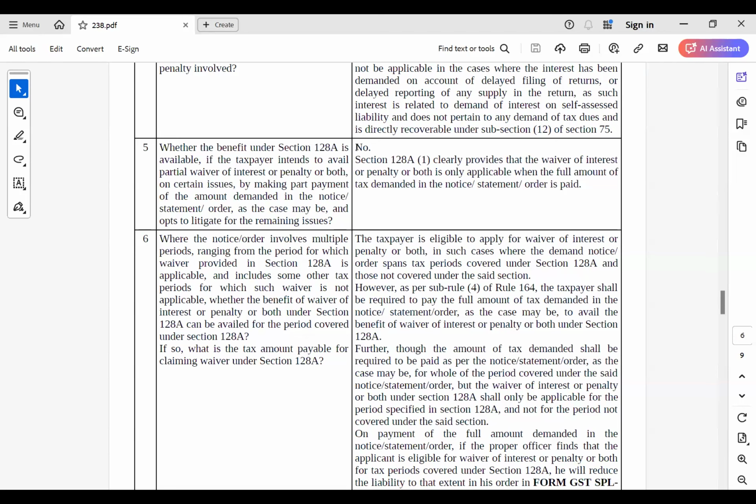So this is how the entire scenario can be summarized to the best extent possible. But yes, we would be facing this issue when we would be opting for 128A post the issuance of SPL 01 and 02.